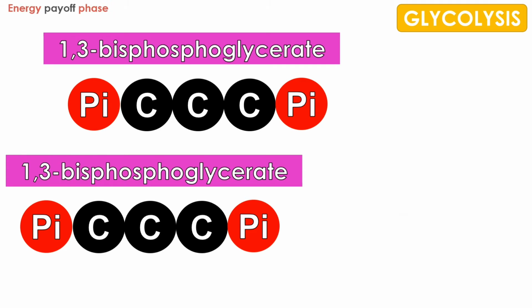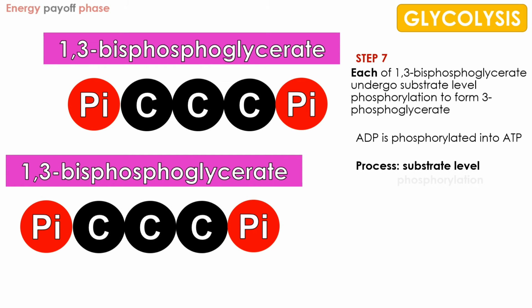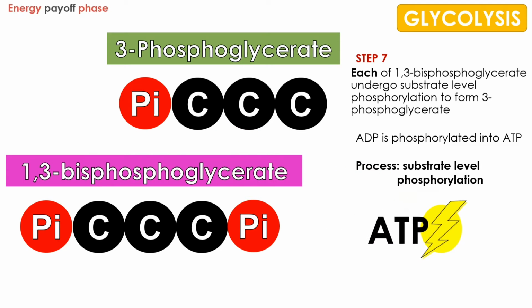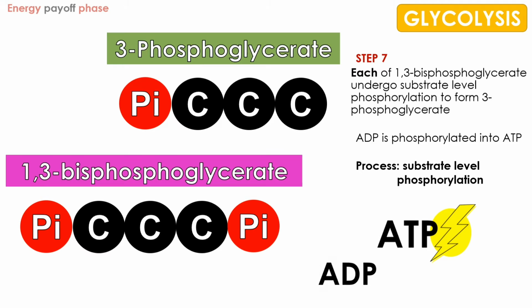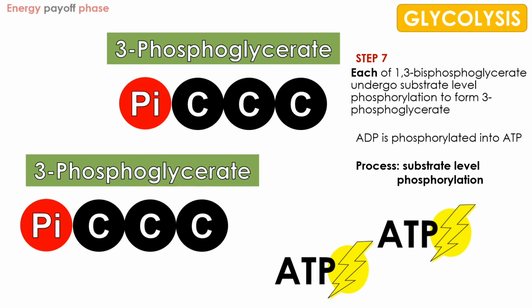Step 7. 1,3-bisphosphoglycerate will undergo substrate level phosphorylation to form 3-phosphoglycerate. During this process, an enzyme will transfer the phosphate group from carbon number 1 of 1,3-bisphosphoglycerate to an ADP molecule to form ATP. Again, this process will occur twice since we have 2 molecules of 1,3-bisphosphoglycerate. This is how ATP is directly produced during glycolysis.